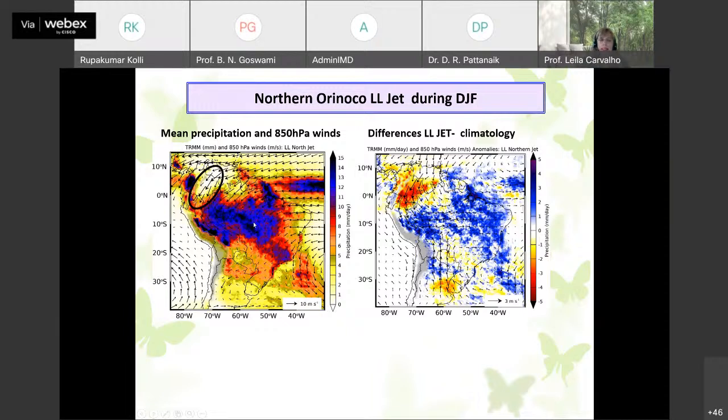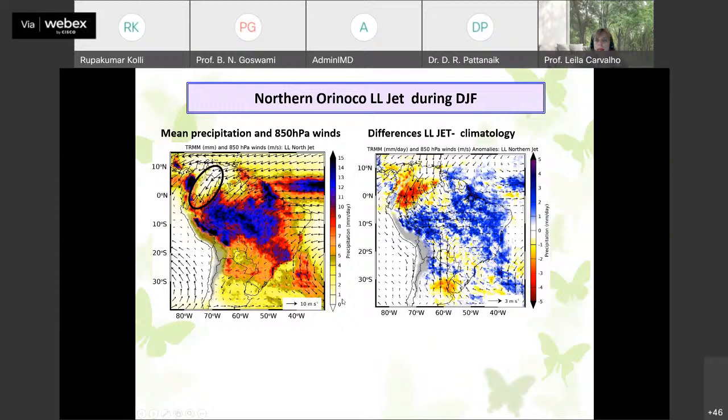And then we see this is a composite for the cases, the days when we have those jets. And you can see this is precipitation and winds. And it's very clear where the precipitation is more enhanced. We see enhanced precipitation along the Andes region, in this region, and also along the continental part of the SACZ.